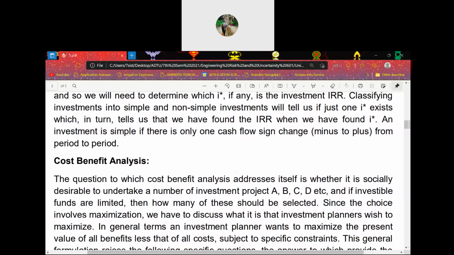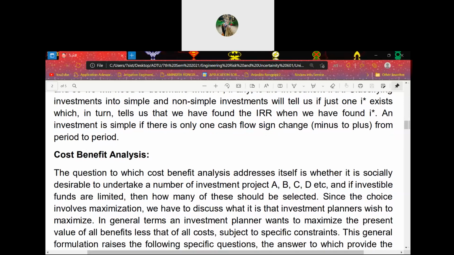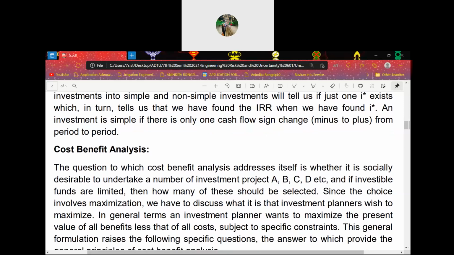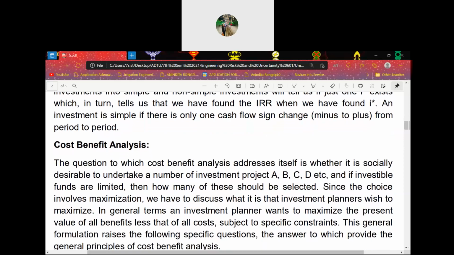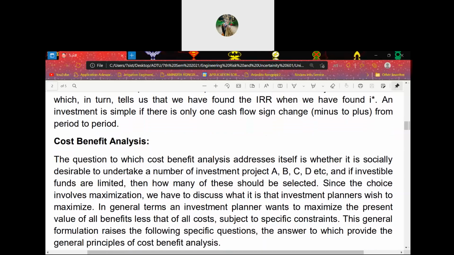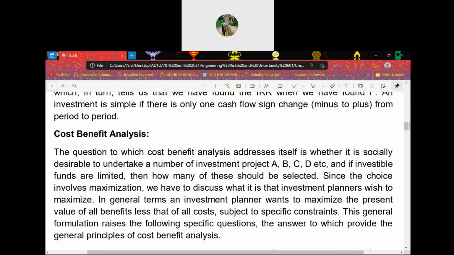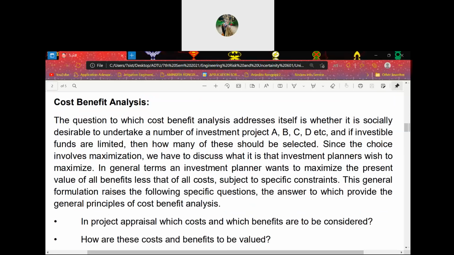Since the choice involves maximization, we have to discuss what it is that investment planners wish to maximize. In general terms, an investment planner wants to maximize the present value of all the benefits less all the costs, subject to specific constraints. This general formulation raises the following specific questions, the answers to which provide the general principles of cost-benefit analysis.